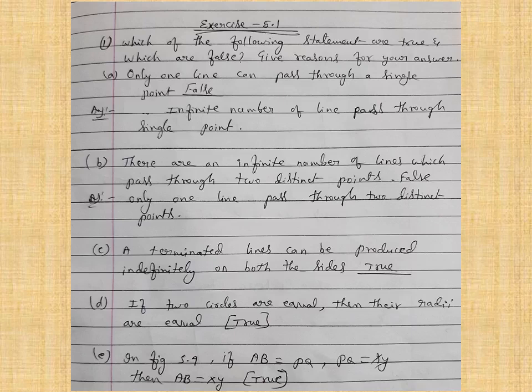So the correct answer is infinite number of lines pass through single point. Second one, there are an infinite number of lines which pass through two distinct points. This statement is false. The true statement is only one line passes through two distinct points.